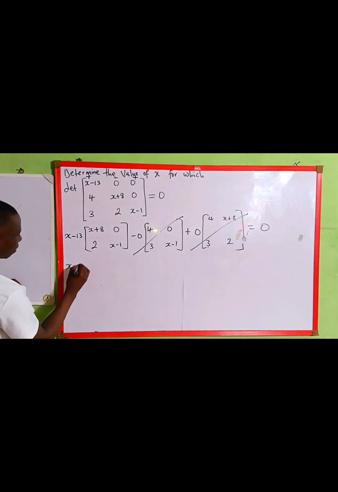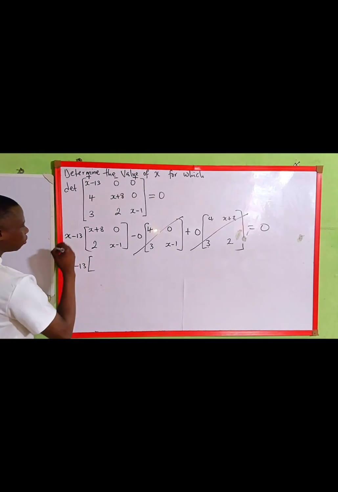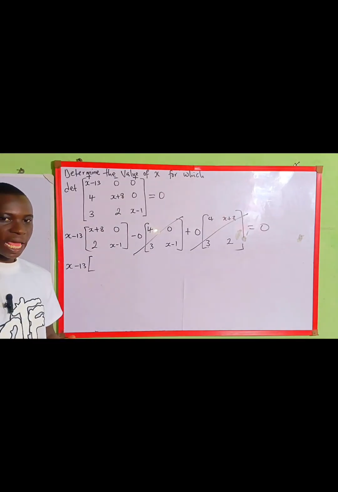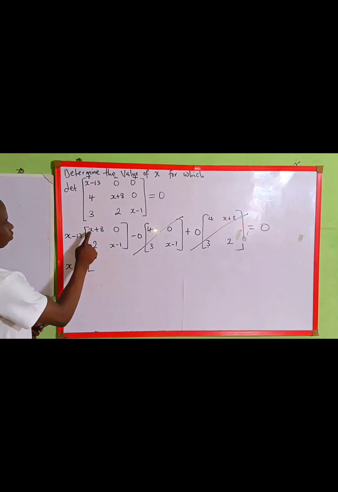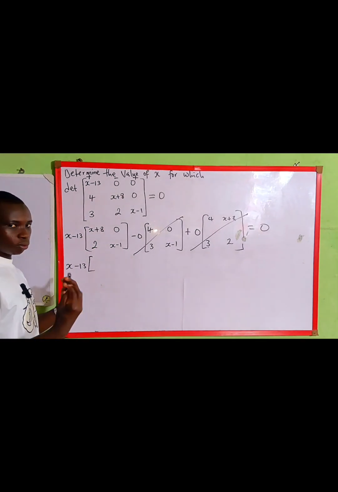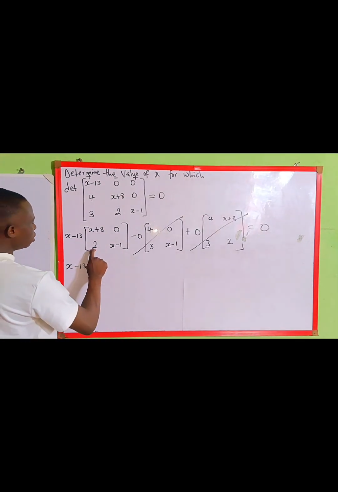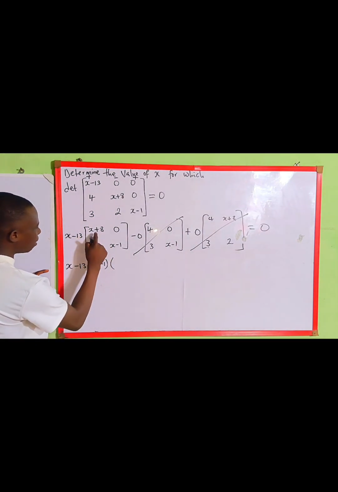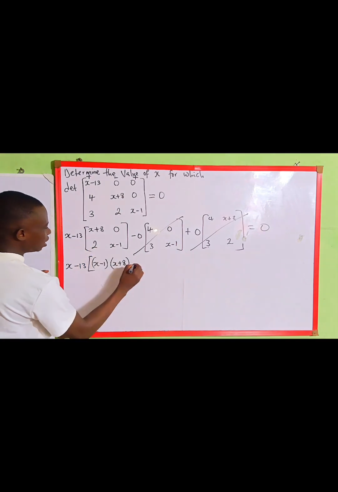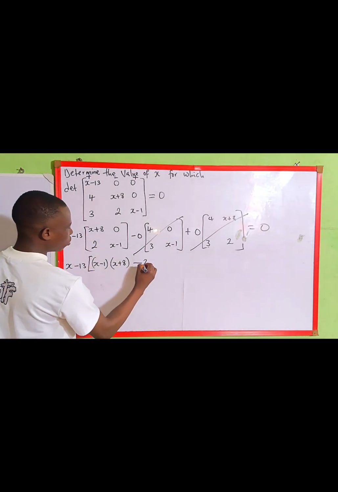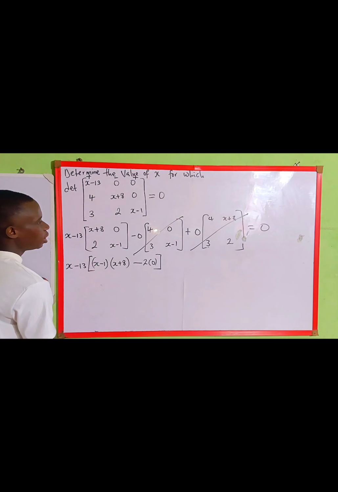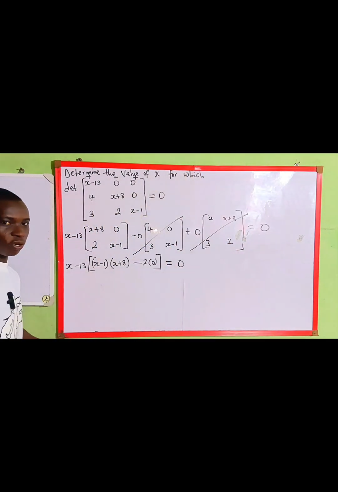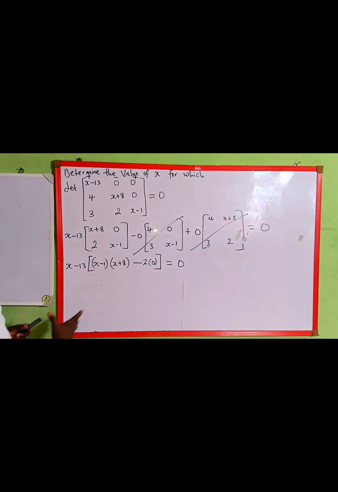So we have x minus 13 into the bracket of, remember, in simplifying a 2 by 2 matrix, all we need to do is to cross multiply and take the difference. So we use this element to multiply by this element, minus, which is implied, take the difference. Then we use this element to multiply by this element: x minus 1 multiplied by x plus 8. Then we take the difference, minus 2 multiplied by 0. Then everything will be equal to 0, since the whole of this is going to go because it's multiplying 0.